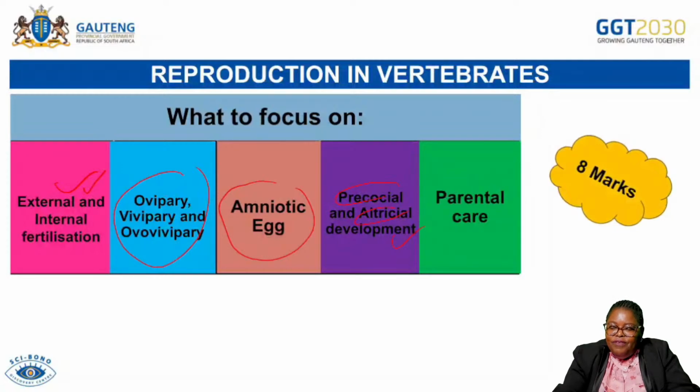So reproduction in vertebrates takes 8 marks of paper 1. Like we have indicated, with the 8 marks, it might be a difficult question. It might be a simple question. So it is important to take all your work very seriously. So in all the topics, know the terms under that topic.